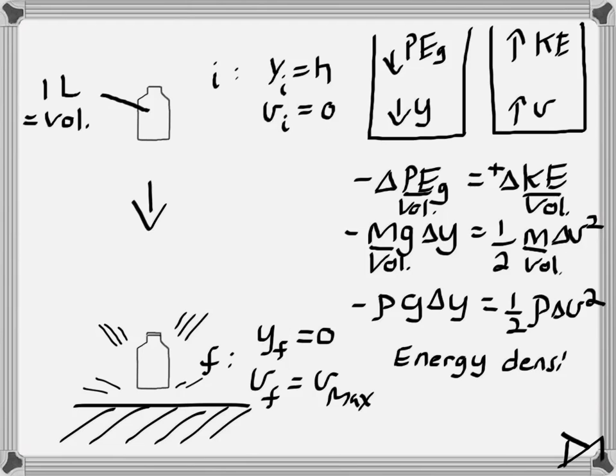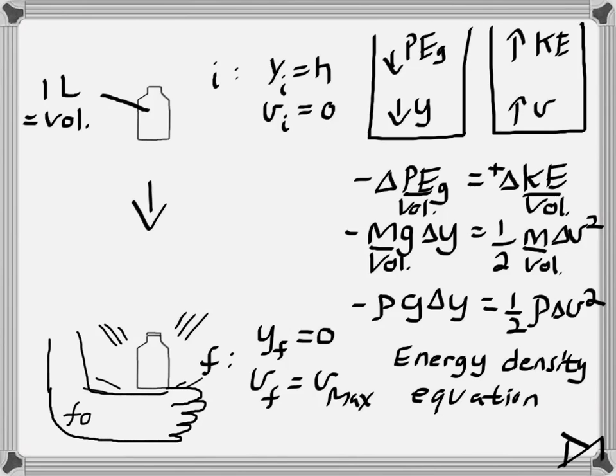Again, these are energy densities we're talking about now, energies per volume. So it's an energy density equation, or conservation of energy density. The loss of gravitational energy density is accounted for by the gain of kinetic energy density.